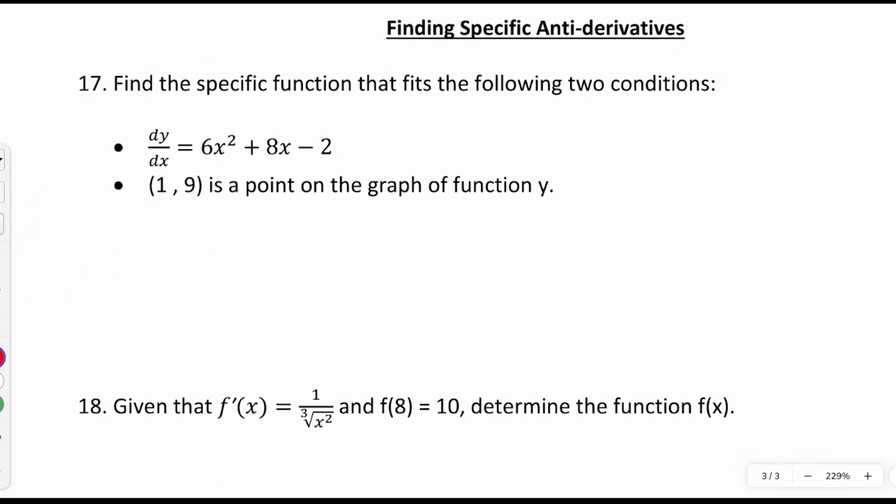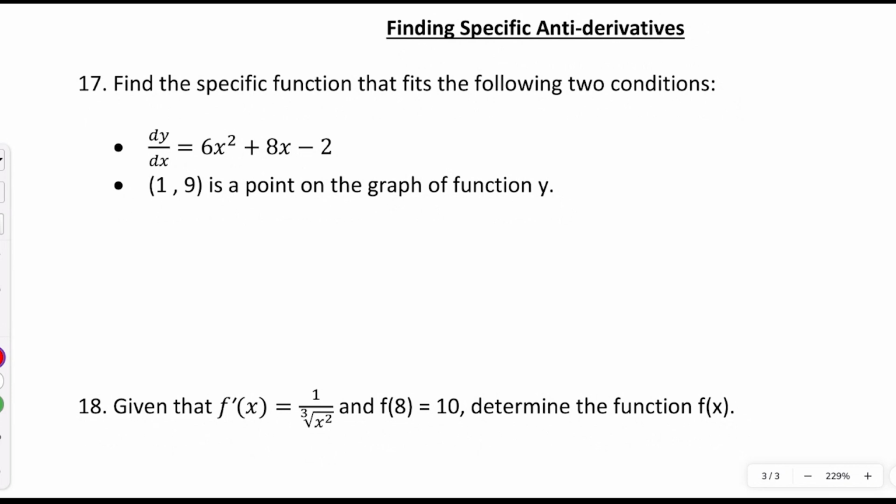For instance, let's say this is my differential equation, 6x squared plus 8x minus 2. That's my derivative. But I also want to require that the original function, in this case y, has the point (1, 9) on it. So you plug them in at the end and solve for c. That's exactly right. When you find a specific or particular solution, you actually find which c I'm looking for.